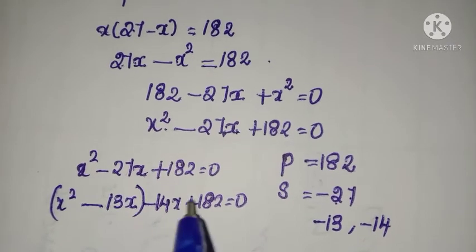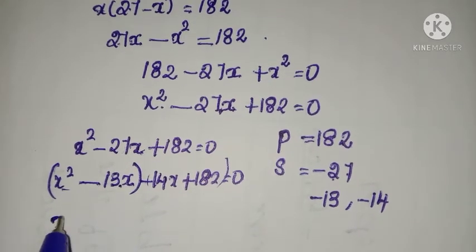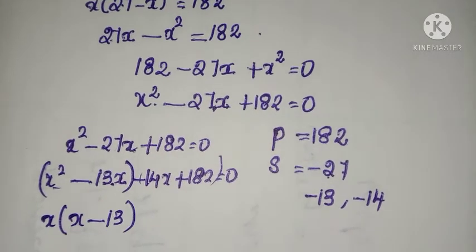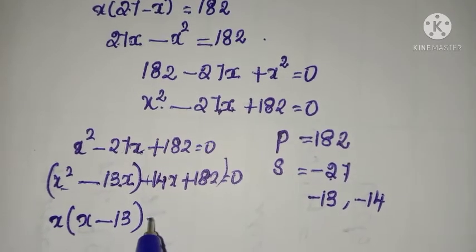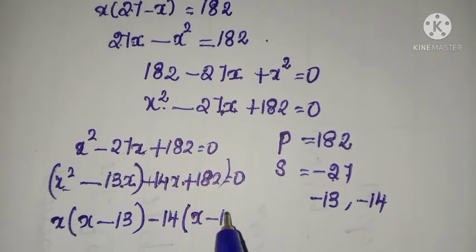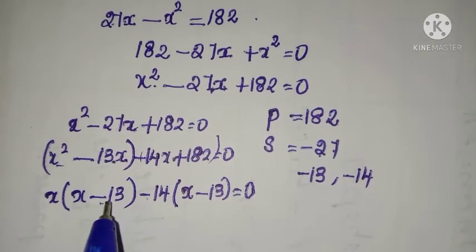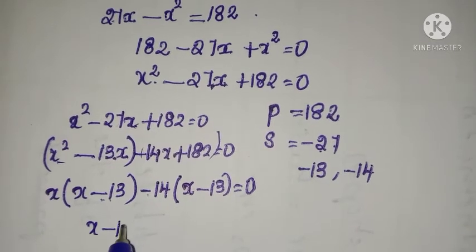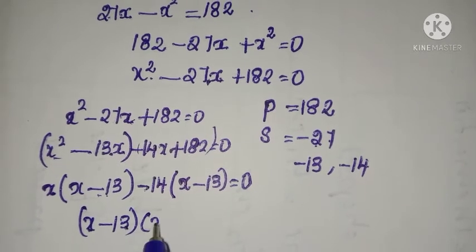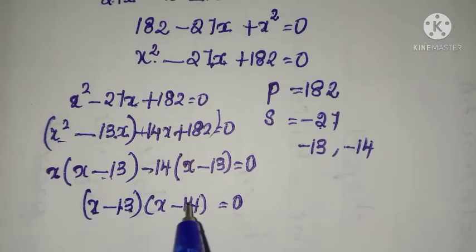Now associate these two terms together and take the common factor. Here x is common, so take it outside, remaining x minus 13. Here take minus 14 outside. So this becomes x minus 13 equal to 0. Now see the bracketed expression. So write it x minus 13. Then the remaining factor is x minus 14 equal to 0. So we have two factors.